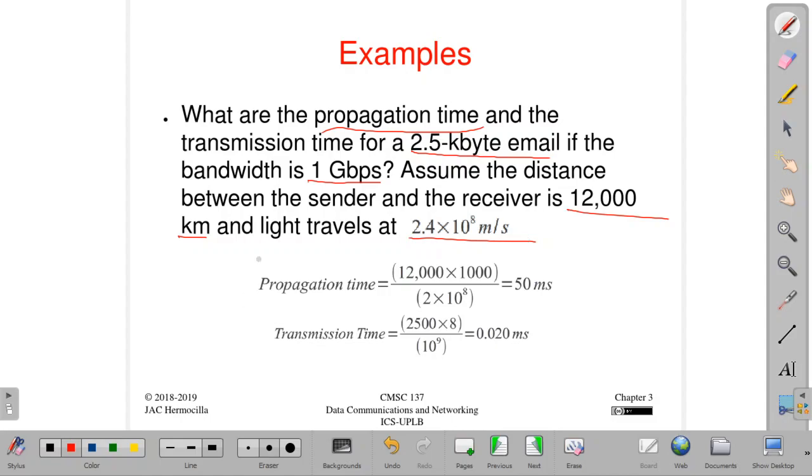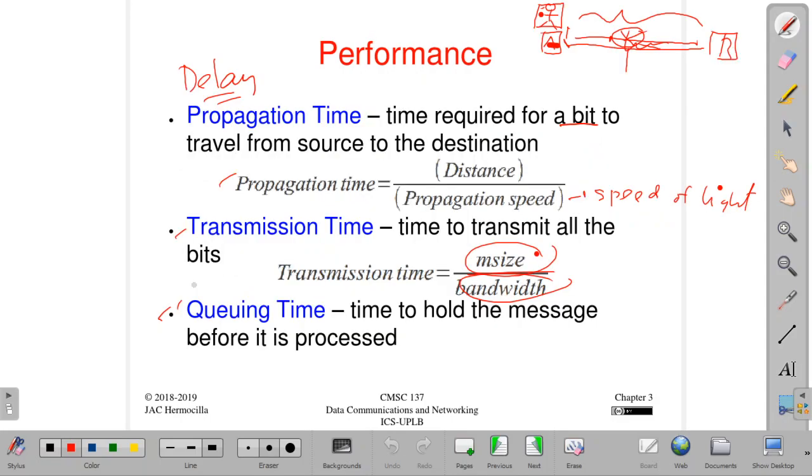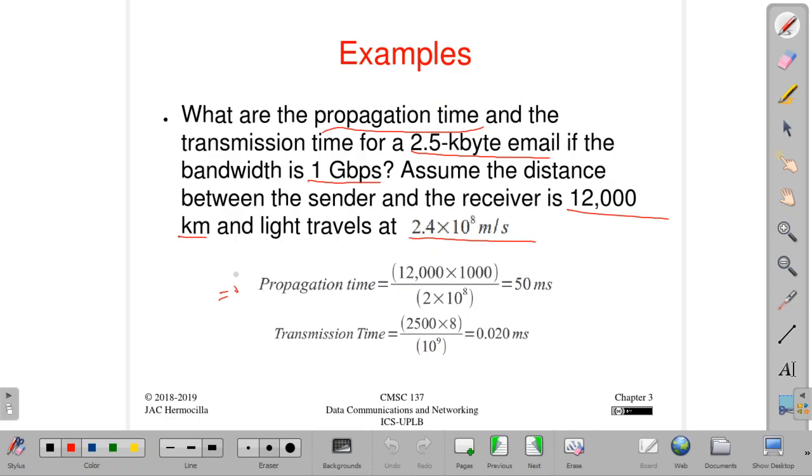So we can compute the propagation time. The propagation time is the distance divided by the propagation speed. The distance is 12,000 kilometers, so we have to convert this to meters, so multiply by 1,000. And then divide by the propagation speed of light. So the propagation time is 50 milliseconds.